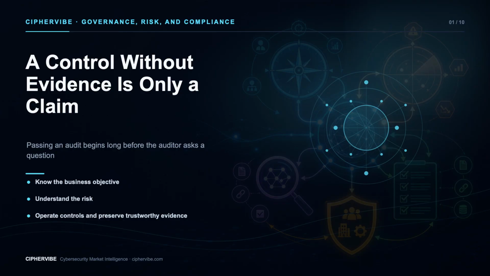GRC connects business decisions, uncertainty, security controls, legal and contractual obligations, evidence, and independent review. It is not just paperwork, and compliance does not automatically mean security. In this video, we will use a fictional company called HarborPay to assess one risk, choose controls, collect synthetic evidence, and prepare for an audit.